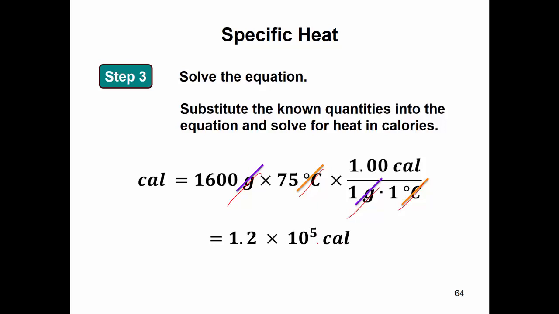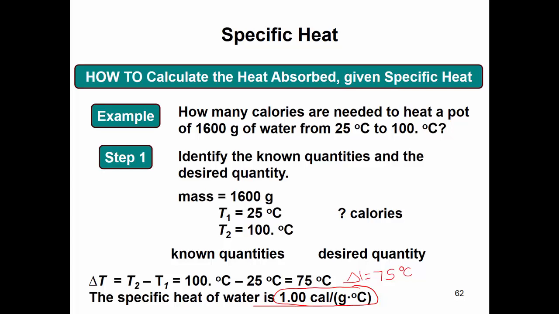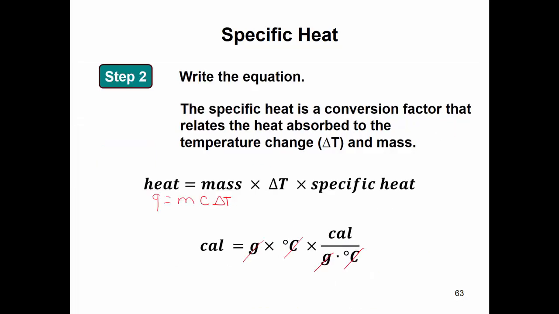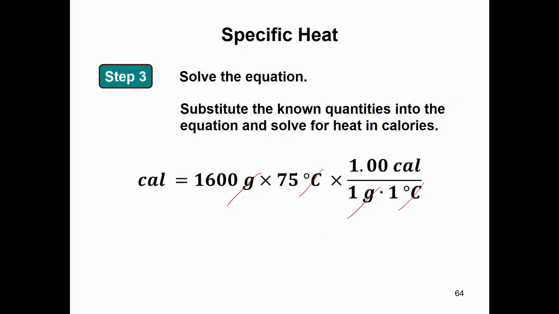So this is how we would calculate the heat, using our heat equation. If we want to calculate the heat absorbed, we plug this in knowing the specific heat of the substance given in the problem. We take our change of T, plug it in with our mass and specific heat, and then we just multiply and get our final answer.